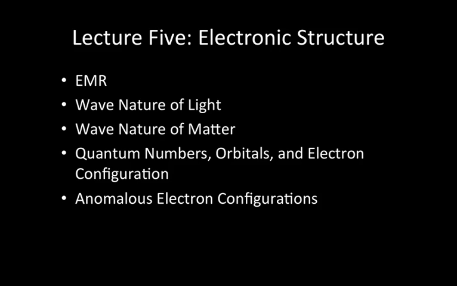Next, we're going to deal with electronic structure, and we're going to briefly go into electromagnetic radiation and wave nature and wave particles, a little bit of quantum mechanics, but it won't go too in detail. We're going to stray back and go into quantum numbers and then get electron configuration, and then we're going to go with a little bit of anomalous or unusual electron configurations.